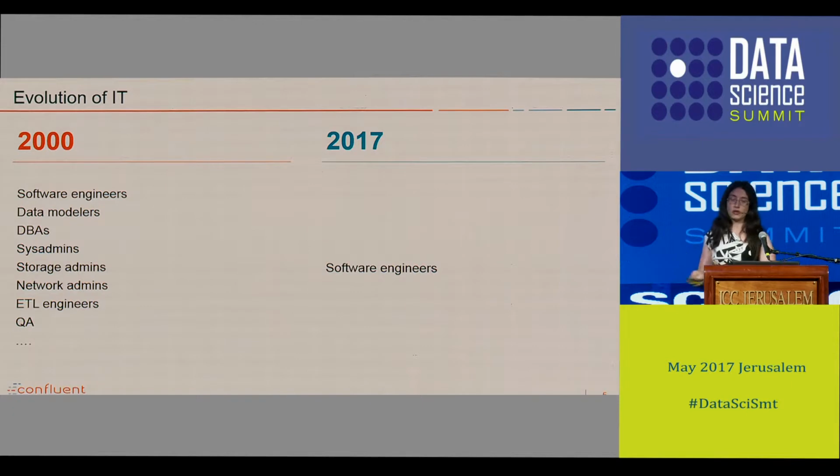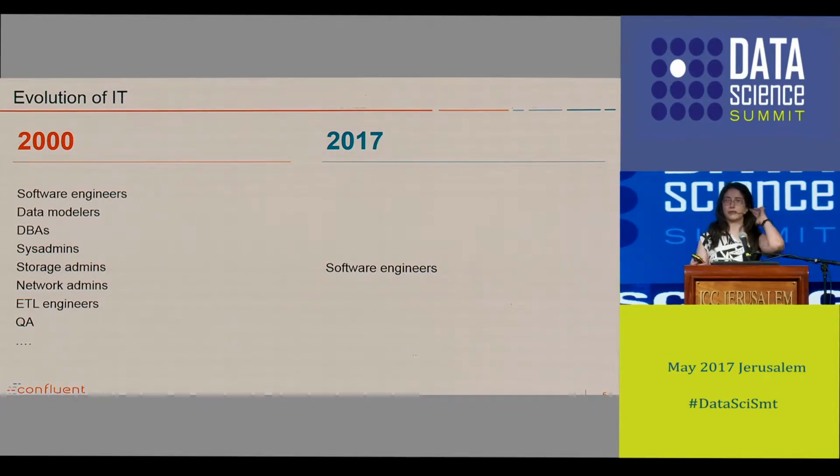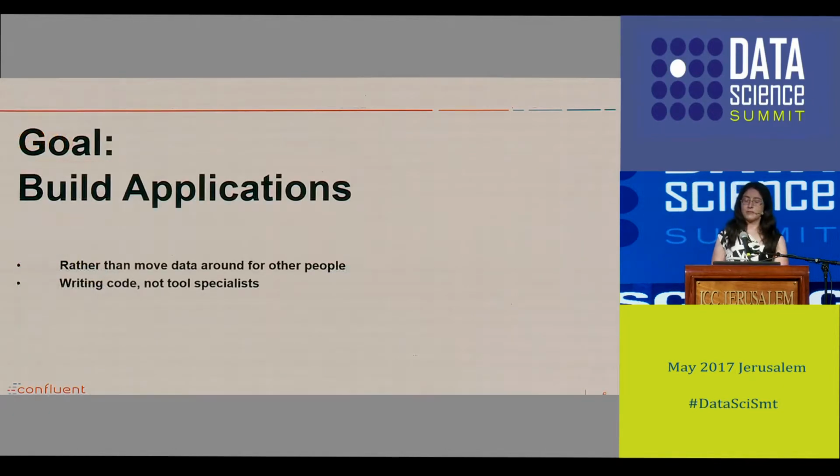A lot of jobs went away. Especially with the cloud, a lot of my friends that were storage admins and network admins, they all work for Amazon now. So the software development world changed a lot, and ETL going away may just have been part of this general change. But because the people changed, a lot has changed with it.